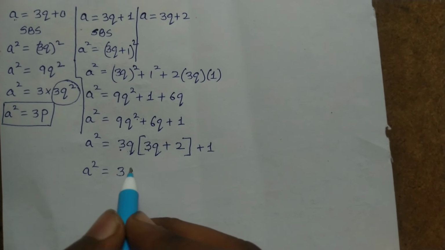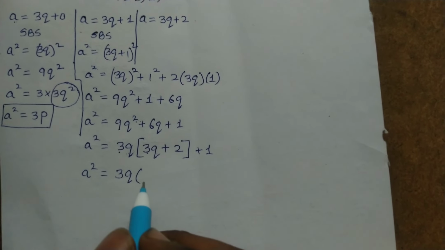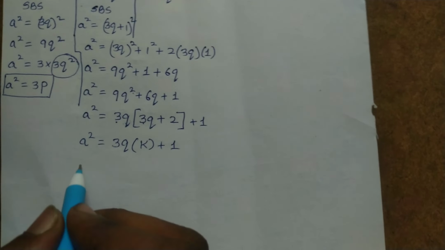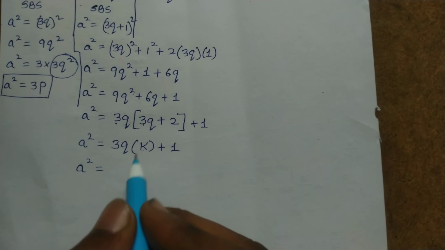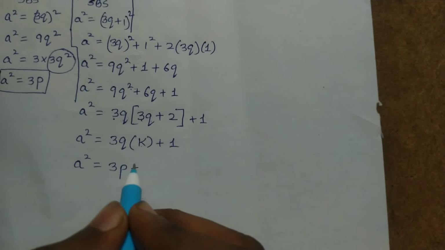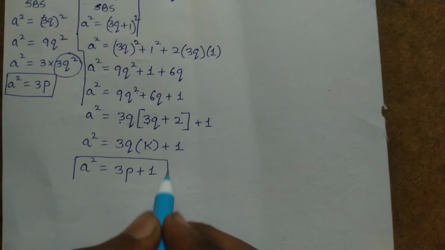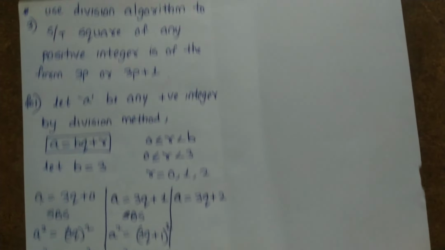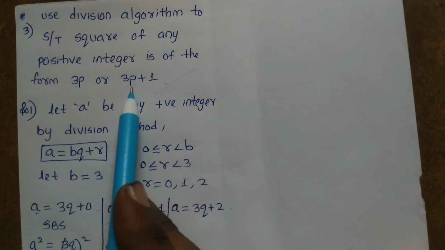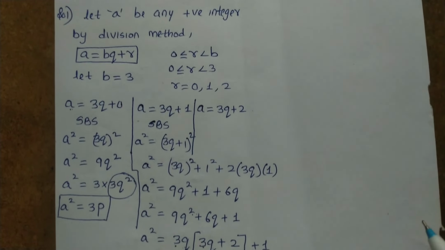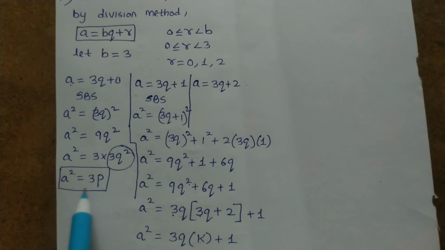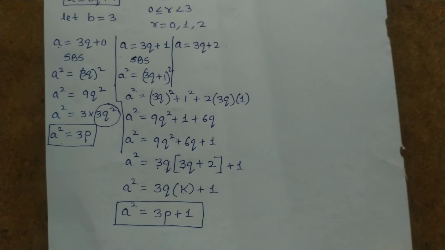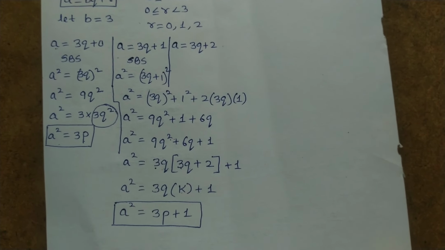So 3q times this is any one term. Let us assume it is k, plus 1. So a square is equal to 3 into k, which is also any one term. Let us assume it is p, plus 1. Now you can see again we got one answer. a square is in the form of 3p plus 1, right? They are asking us to prove the same thing. So this is how you have to prove it. They are asking us to do the square, so that's why we did the square in this problem. In the previous problem we did not do the square because in the question they had not asked for it. Clear? This is how you have to get the answers. Okay, thank you.